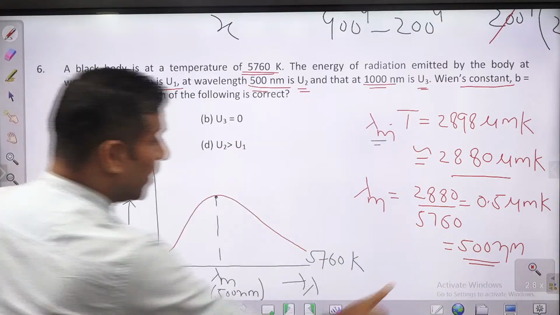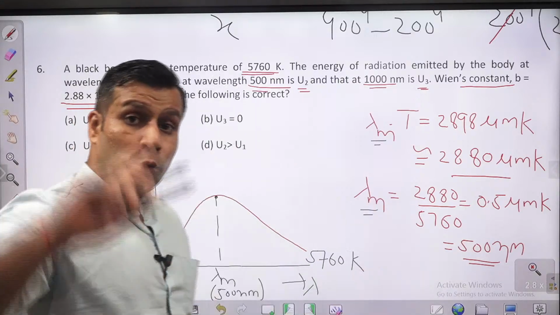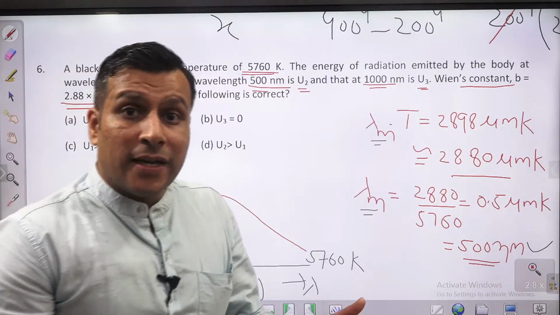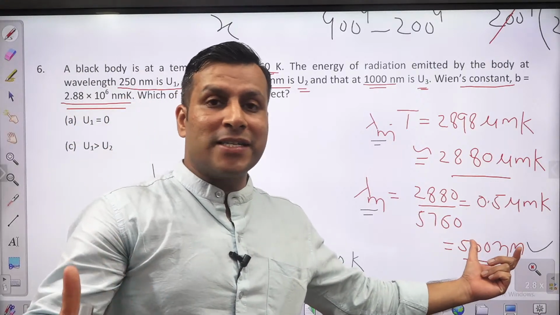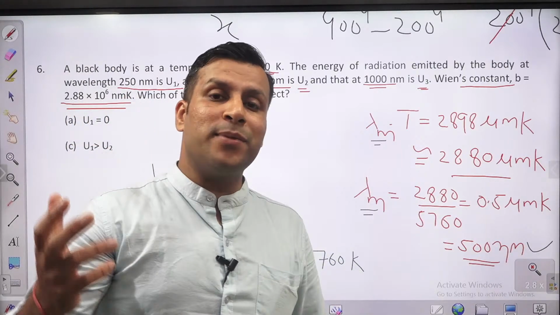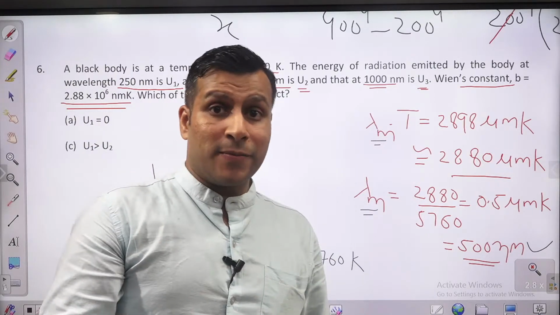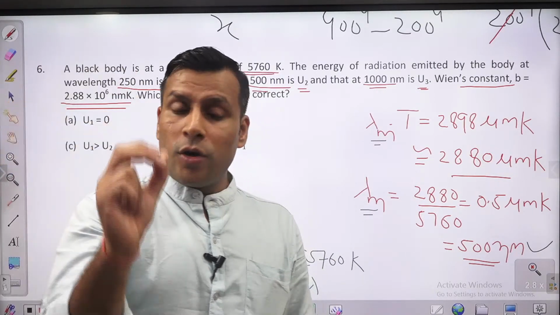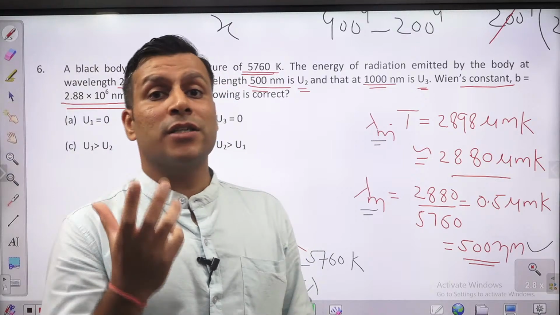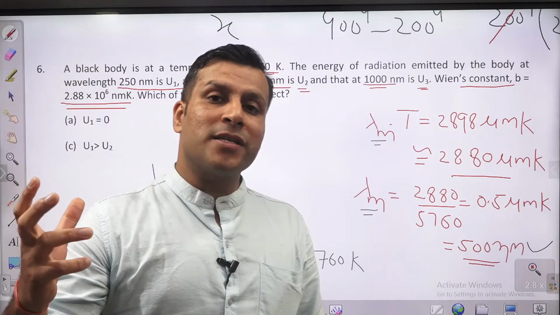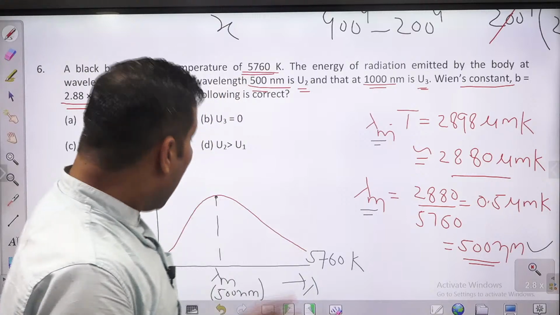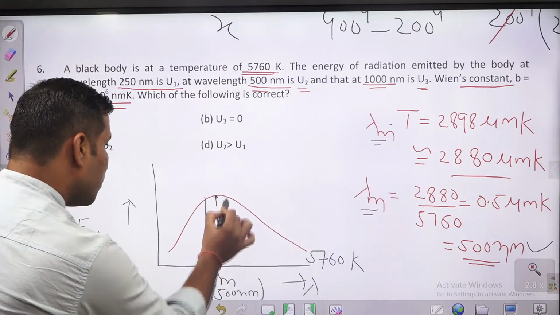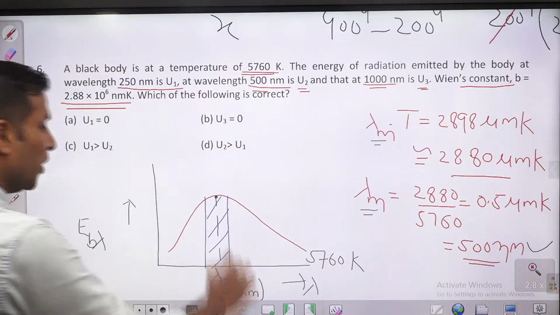So the wavelength corresponding to maximum spectral emissive power is 500 nanometer. What is Wien's displacement law? A body at high temperature emits radiation of shorter wavelength. A low temperature body emits radiation of longer wavelength. Most of the radiation emitted by the body will be in this range only, guys.